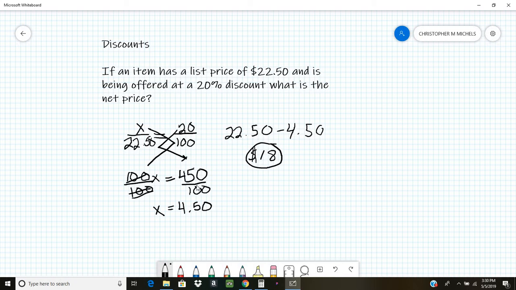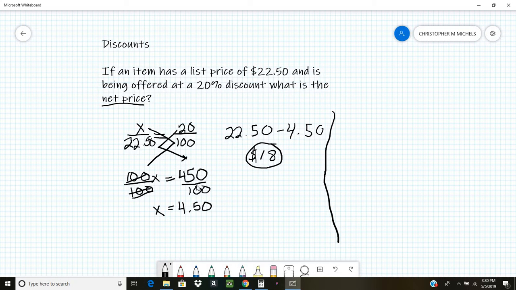If you think about it, think about what we're trying to find. We're trying to find the net price, right? We're trying to find what this costs after the discount's been applied. So there's a way you can kind of get around this subtraction. So we look at this.